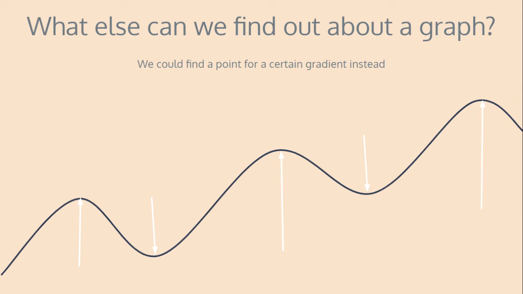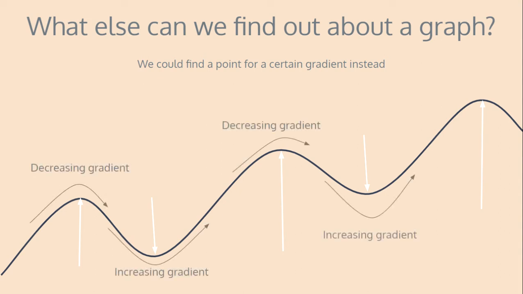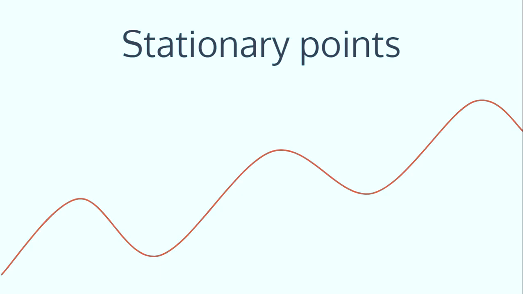Now, normally you would associate a gradient of 0 with a flat line, but that's not the case here. What's actually happening is that as the graph curves, the gradient changes. For example, here it goes from positive to negative. So there is a point at which the gradient is 0, which is called a stationary point, as it is neither increasing nor decreasing. There are two types of stationary points, minimums and maximums, which are self-explanatory.